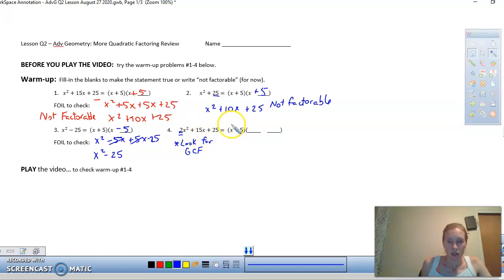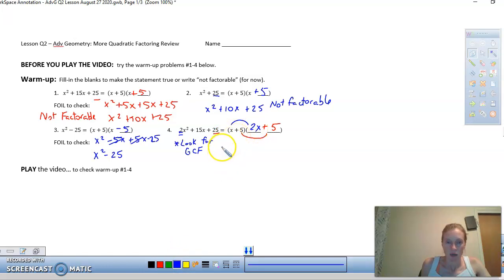So then you have to start just reasoning through this a little bit. X times something would have to be 2x squared. So I know this would have to be a 2x. Okay, next thing, so a different color, 25. So I know that this times this would have to be a 25. So this would have to be plus 5. And then we're just going to double check and see if that FOILs out and works out.